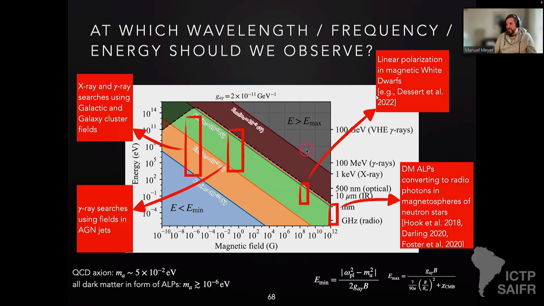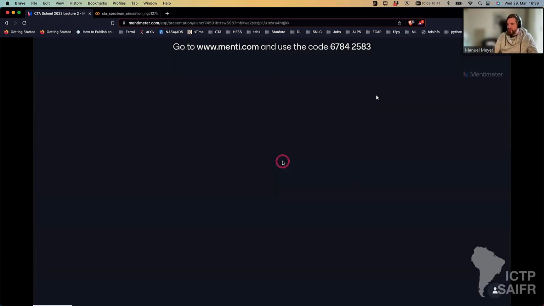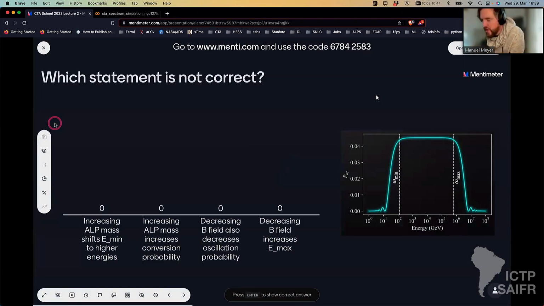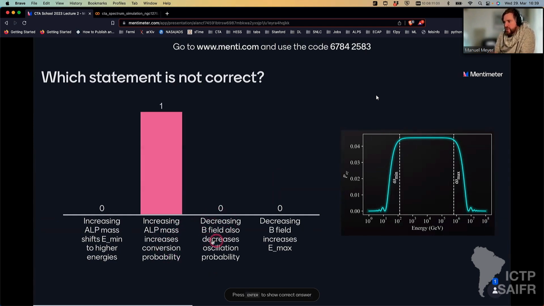Okay, so now let's go to Menti after all this discussion. Let's go here and go to our first question. So let's think a little bit about which of the following statements is not correct. If we increase the axion-like particle mass, this will shift the minimum energy to higher energies. Is this correct? Yes or no? Increasing the ALP mass increases the conversion probability. Is this true? Yes or no? Decreasing the magnetic field also decreases the oscillation probability. Is this maybe true? Or decreasing the magnetic field increases the maximum energy.